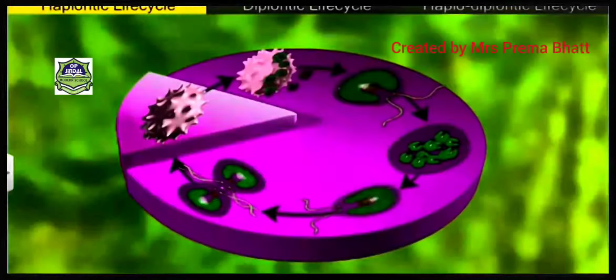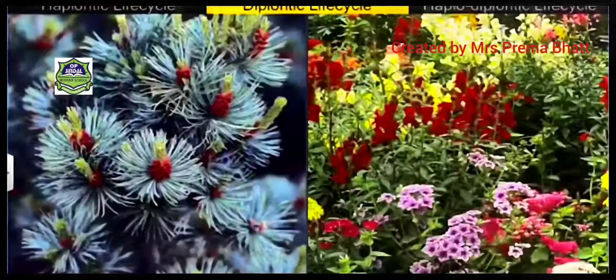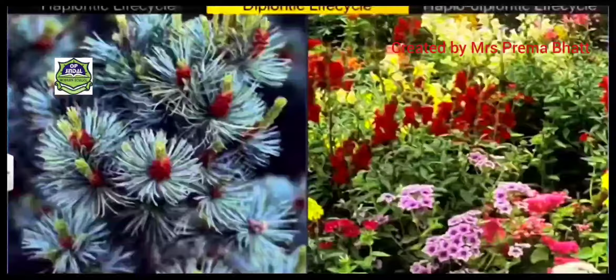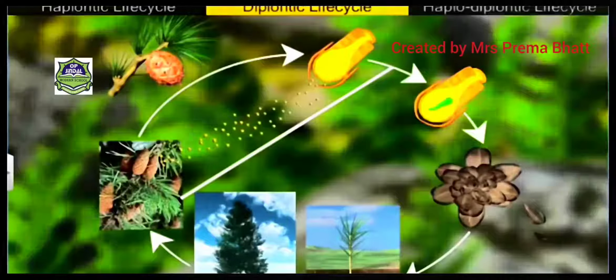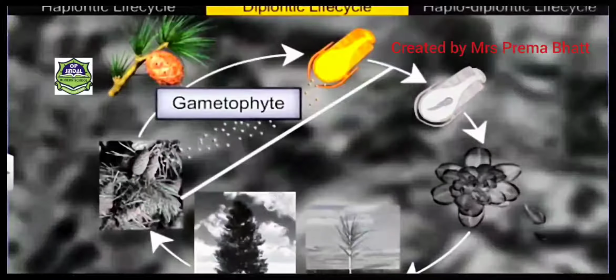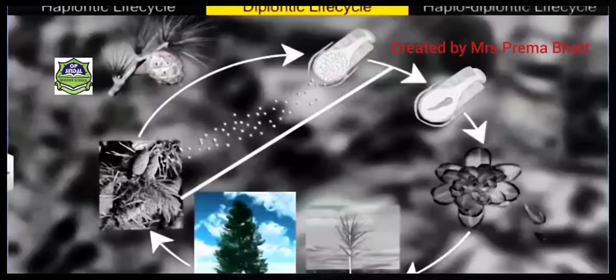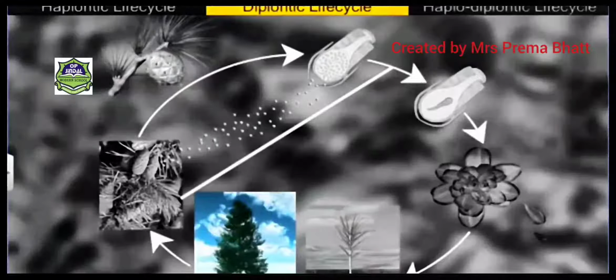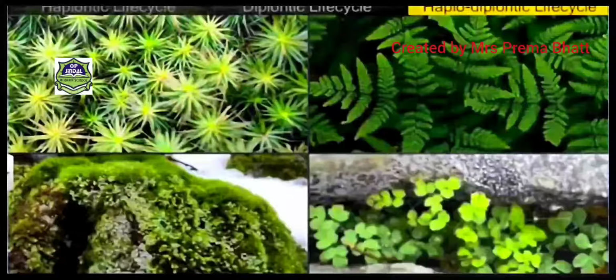Whereas in angiosperms and gymnosperms, the life cycle is diplontic because the main plant body is sporophytic, whereas the gametophytic part is only represented by small gametes. Therefore, the dominance is of the diploid part, that is sporophytic. That's why this life cycle is called the diplontic life cycle.